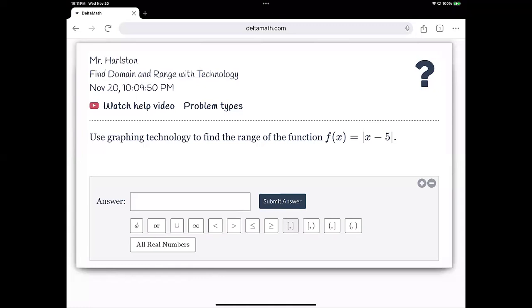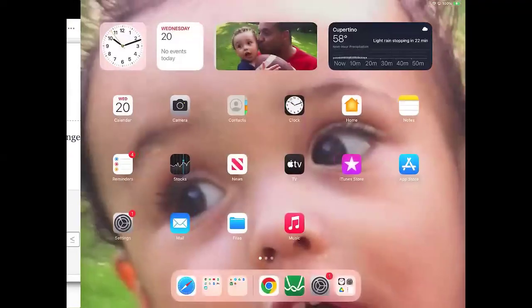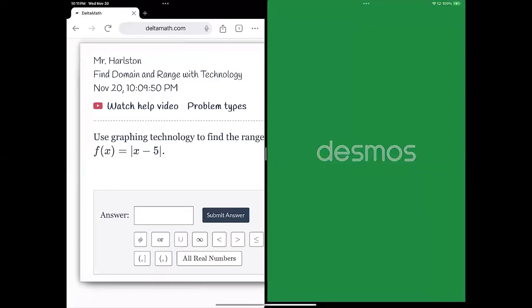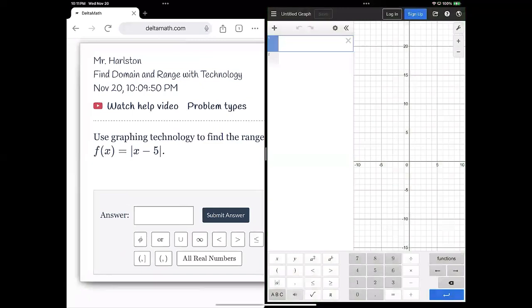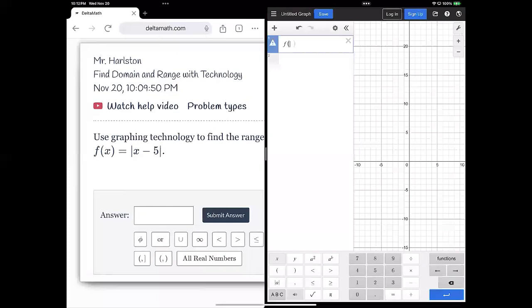So I'm going to do two or three examples, and I'm going to show you what I mean. The very first thing you see here says we're finding the range of the function f of x equals the absolute value of x minus 5. So I'm going to use an online graphing calculator called Desmos. Let me click on it. Now, I'm just going to enter this. It's going to be f of x equals absolute value of x minus 5.